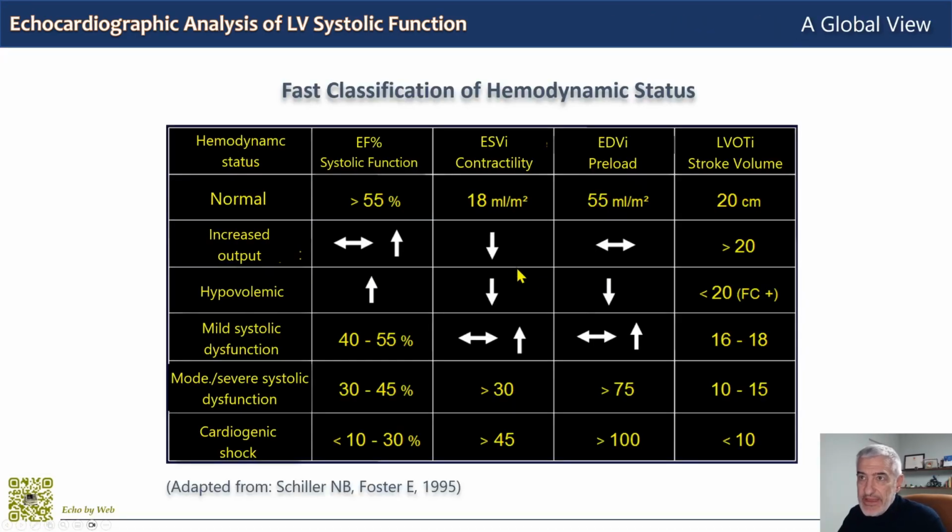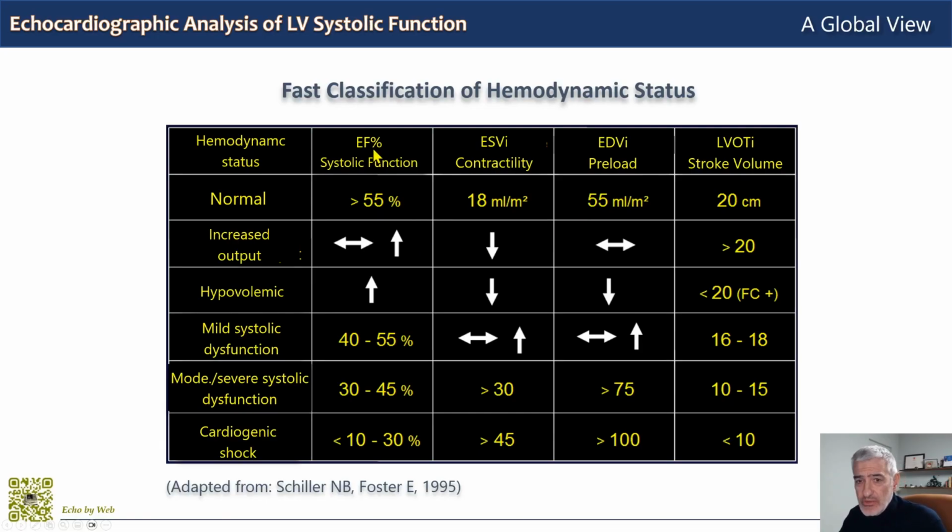This table dates back to the mid-90s. It's from Professor Schiller's group at the University of California, San Francisco. It is still valid today, and it shows how to quickly obtain an integrated estimate of a patient's hemodynamic status during a complete echocardiographic examination, a low technology echocardiographic examination. We are in the mid-90s, so we cannot estimate left ventricular relaxation with tissue Doppler. But the parameters listed in the table are all routinely collected during the complete echocardiographic examination.